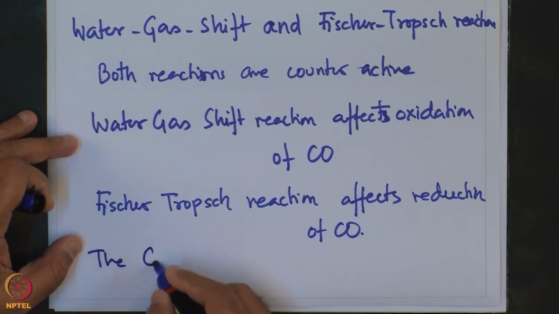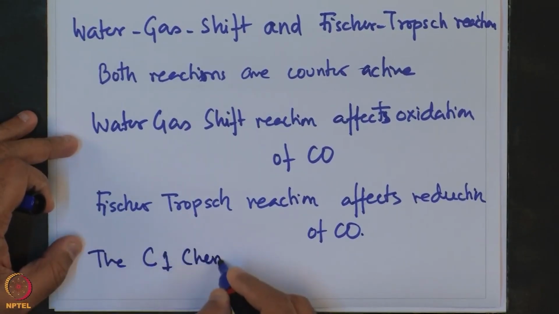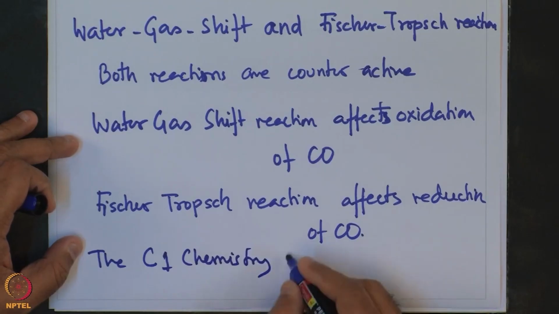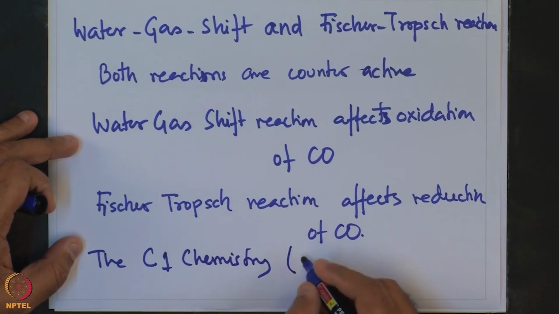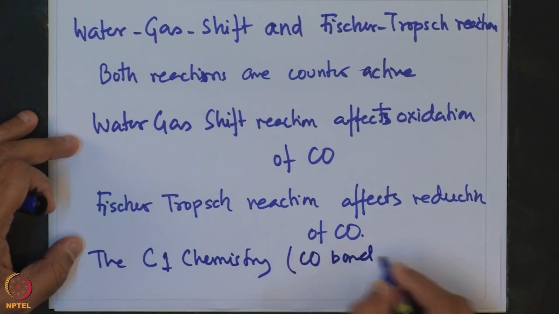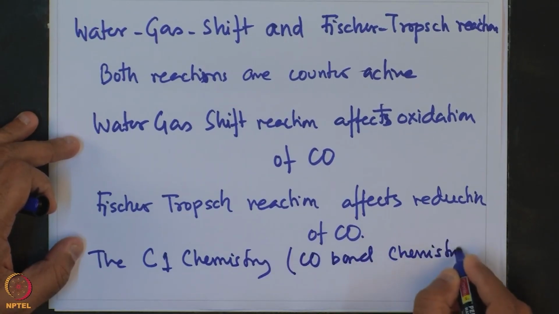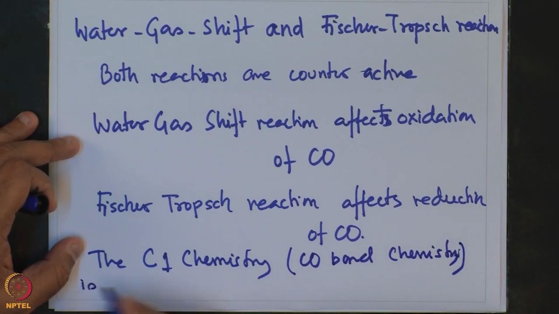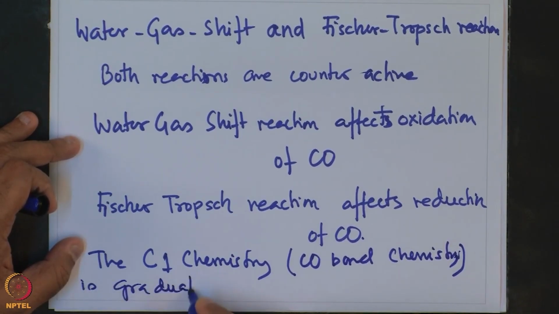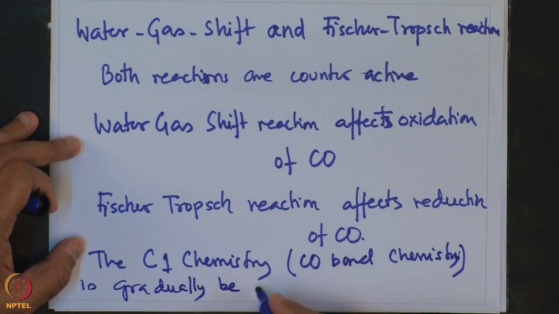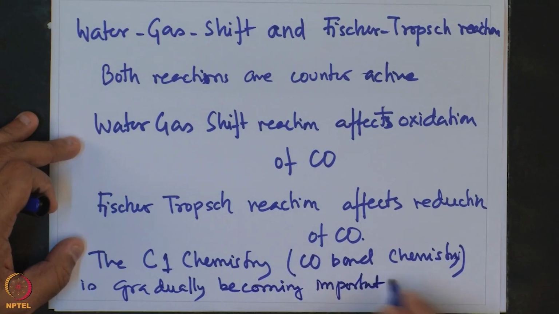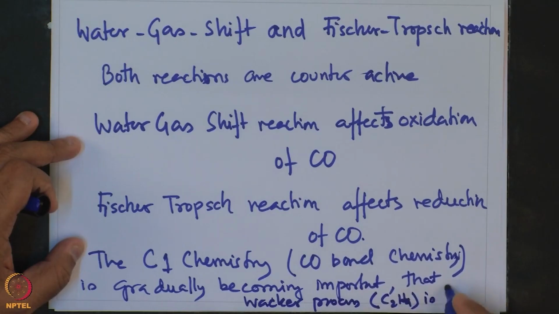The C1 chemistry, or CO-based chemistry, is gradually becoming important, though the Wacker process, this is with ethylene C2H4, is long known.